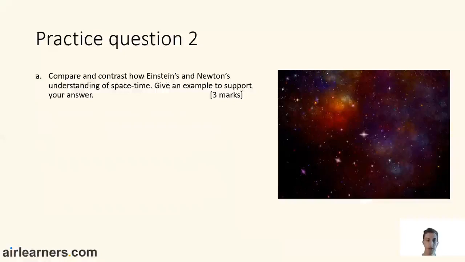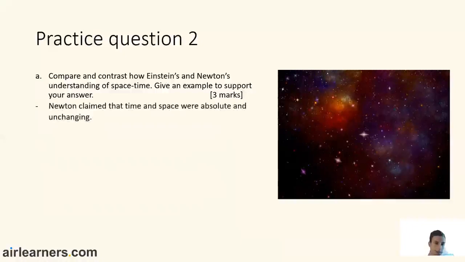Okay, now that you've had an opportunity to do this question, let's see how I would do it. So the very first thing to say is that Newton claimed that space and time were absolute and unchanging. We saw that in the previous slide. That would be worth 1 mark, probably one of the easiest marks you can get. So what is it? 1, 2, 3, 4, 5, 6, 7, 8, 9, 10 words.